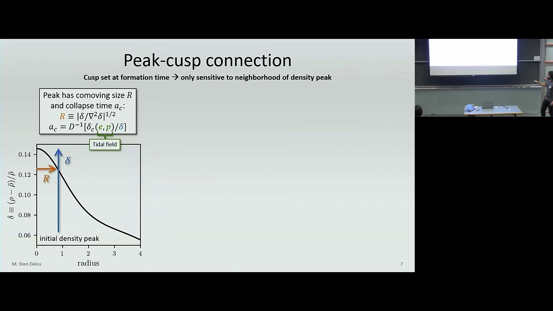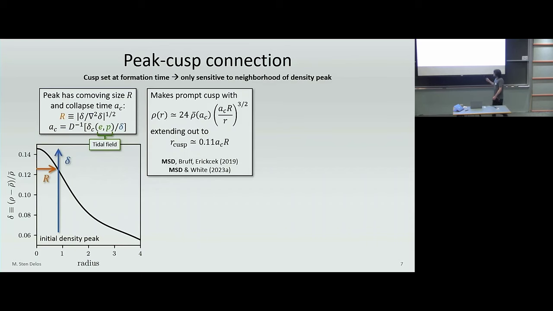So here's an example. This is the density contrast as a function of co-moving radius. And here we have a local maximum at the center. We can parameterize this by the height of the peak, the maximum amplitude of the density contrast, and the characteristic size of the peak, which is set by its curvature. We can combine the height with the tidal field at the peak to get a collapse time. This is just standard ellipsoidal collapse.